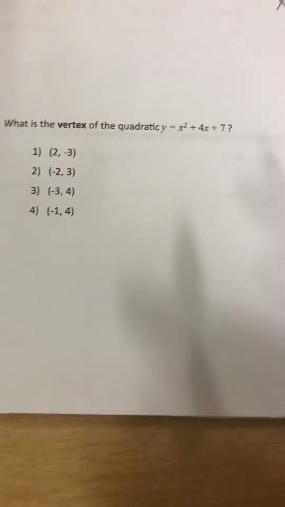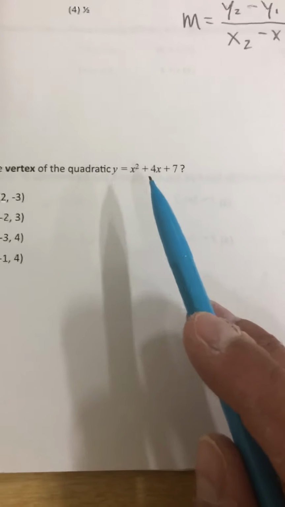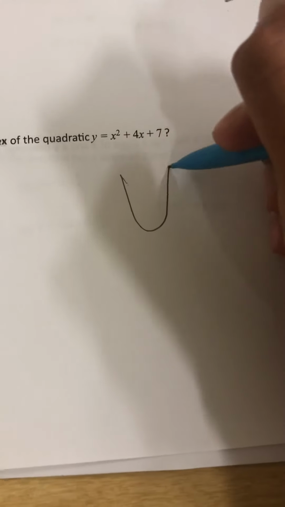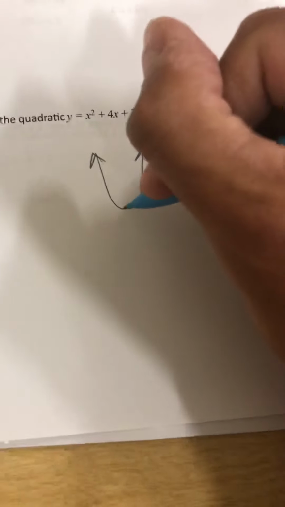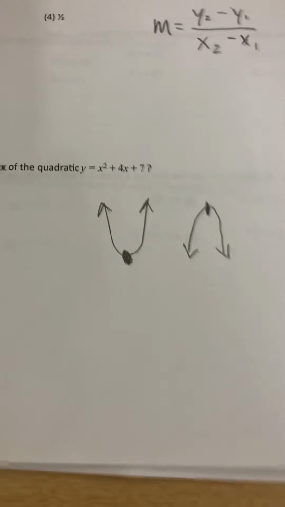What is the vertex? So that's the equation for a quadratic, a parabola. The vertex is either the lowest point, or if it's a U shape, the highest point, the maximum. So you're going to find what that is.